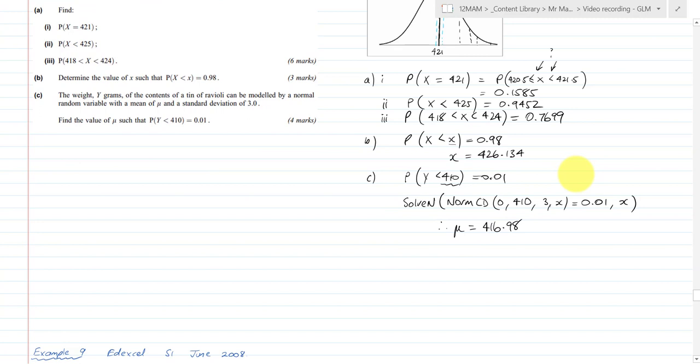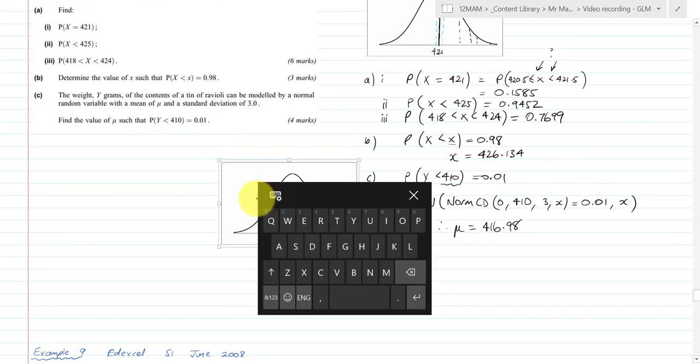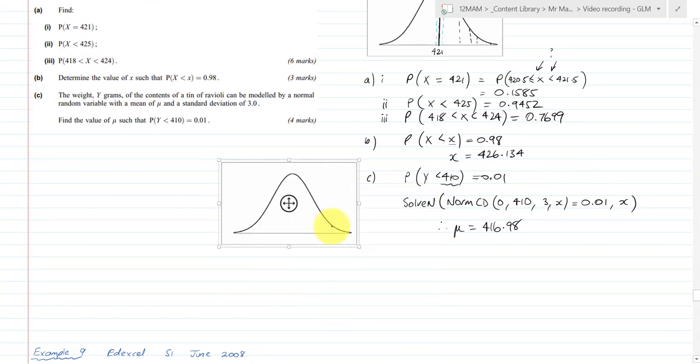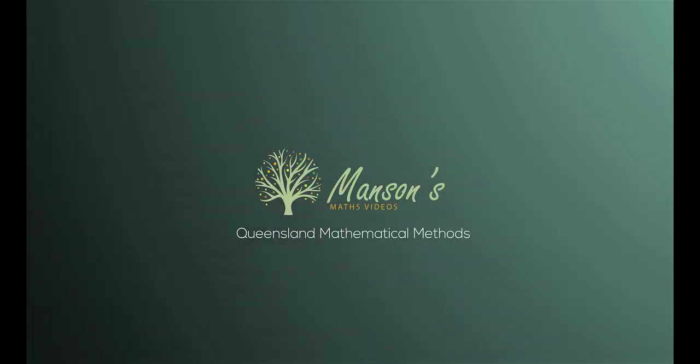And if I do my little diagram again, you can see how that works. 416.98. So that means 413.98 is there, which means that 410.98 is there, and 410 is there. A bit over 2 standard deviations below the mean, and this needed to be 1% of the data. That makes sense. All the best.